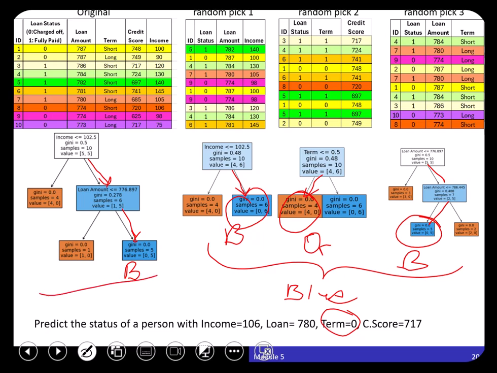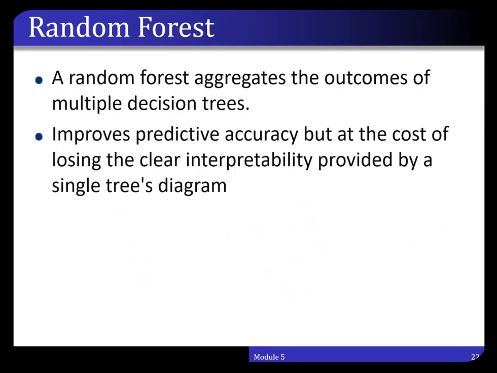So random forest, which is the majority of random picks, says blue, and they are in line with the original data set, but this might not necessarily be the case all the time. The random forest is basically aggregating the decisions of all random picks. As a summary, random forest aggregates the outcome of multiple decision trees.